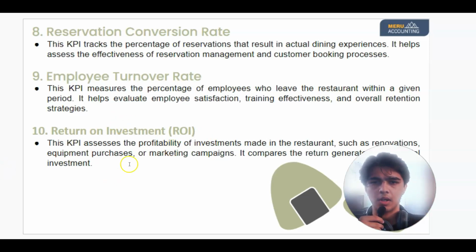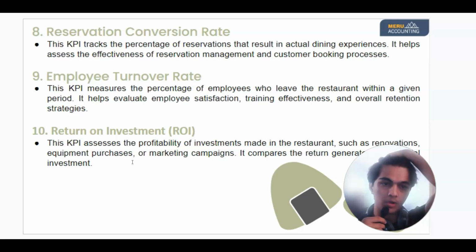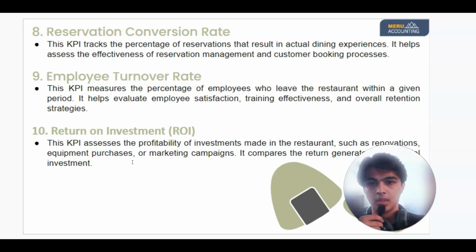Return on investment indicator. This indicator will help you to assess the profitability of the investments that have been made into your restaurant business. Okay, such as if you are having some renovations, or if you are purchasing some new furniture or new equipment, and also the marketing campaigns you've been doing for your restaurant. And this indicator will compare the return generated from the initial investment that you have made.